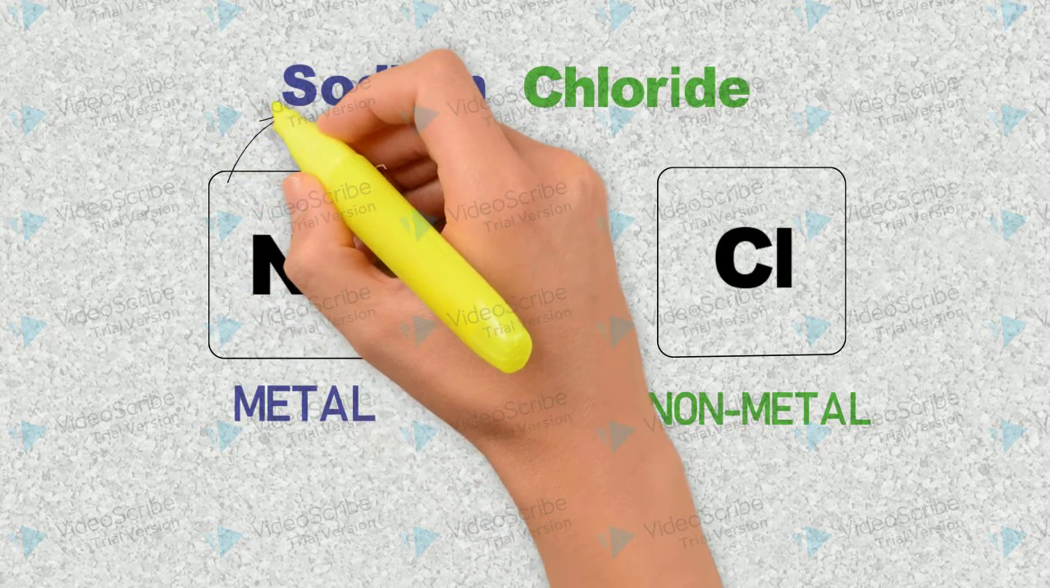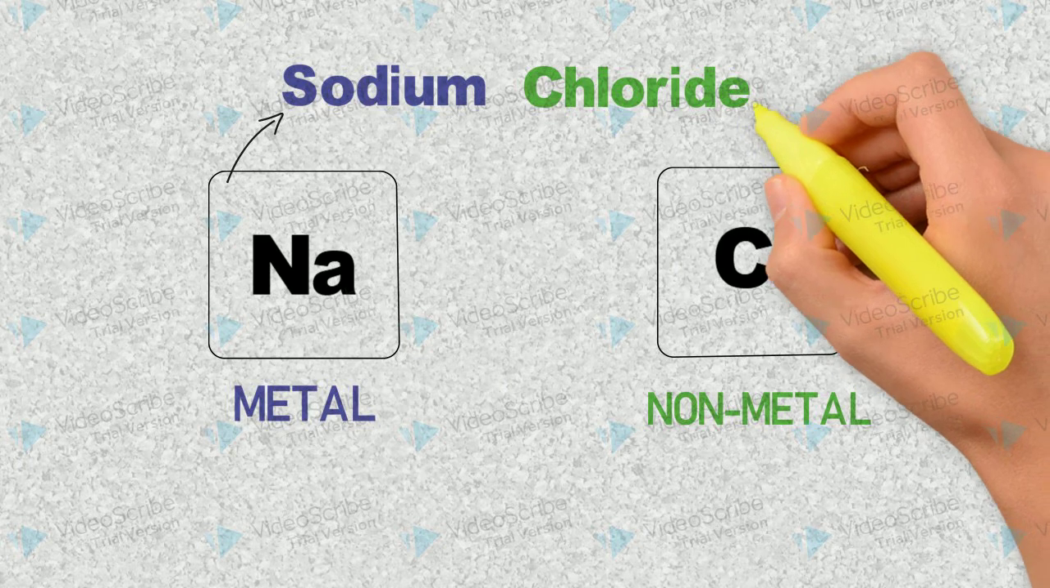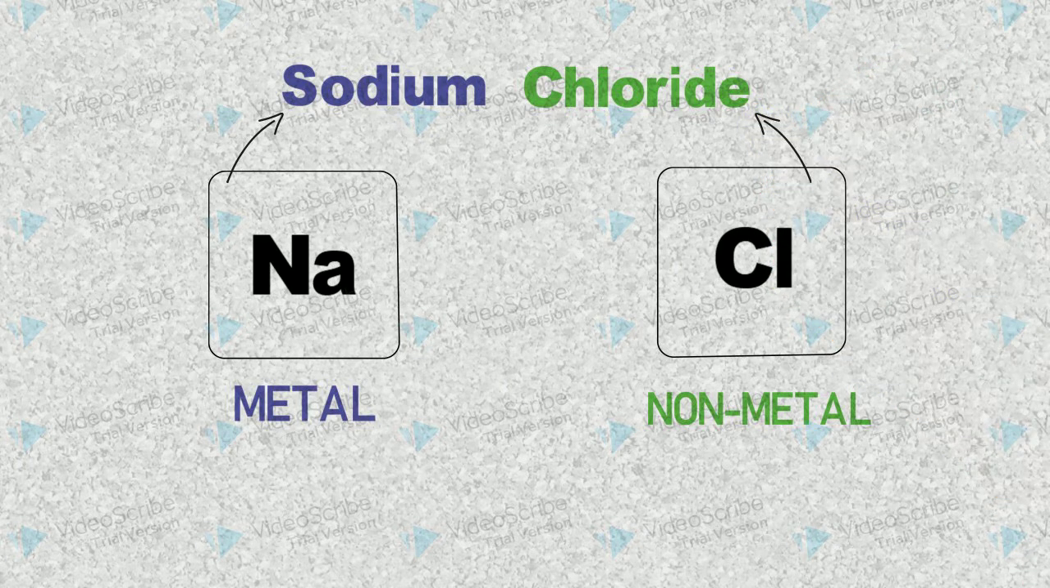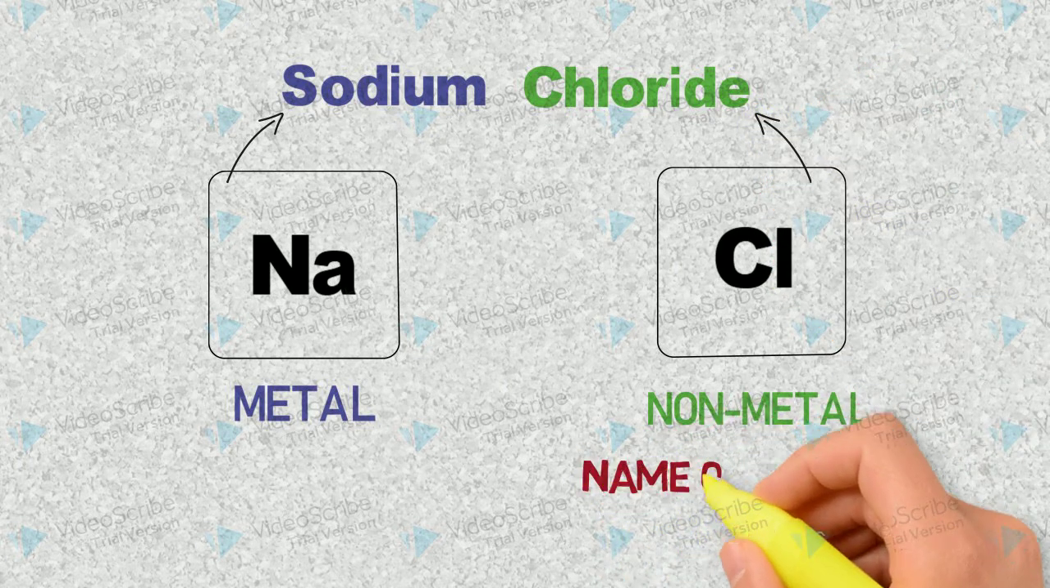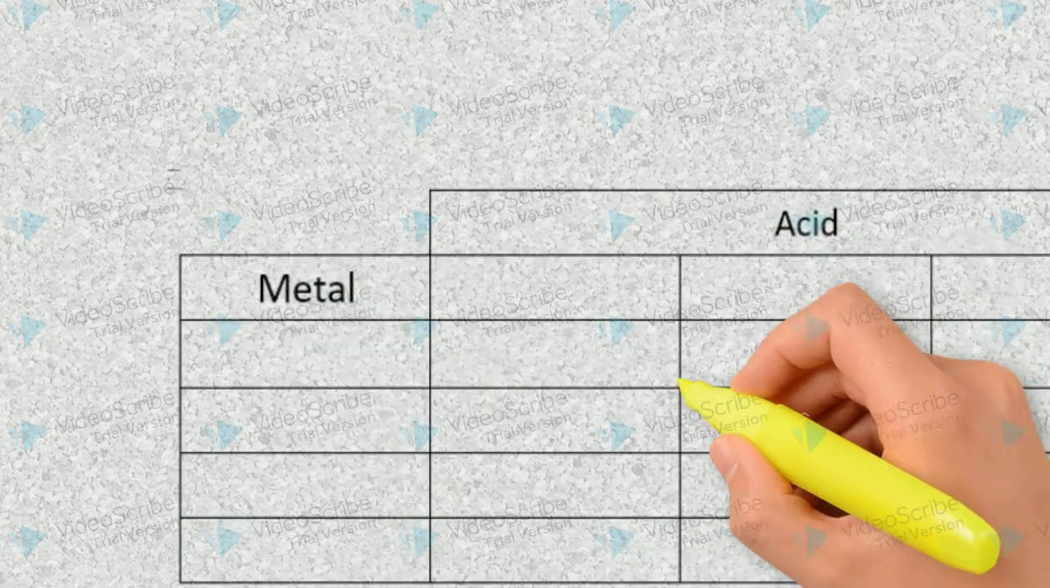The first part of the name of the salt represents the metal that it was made from, and the second part of the name of the salt represents the non-metal part. The second part of the name also comes from the acid that was used to make the salt. Let's put this into practice.